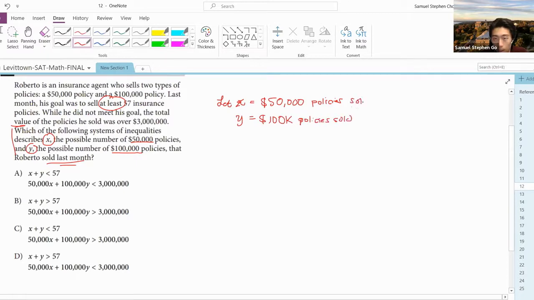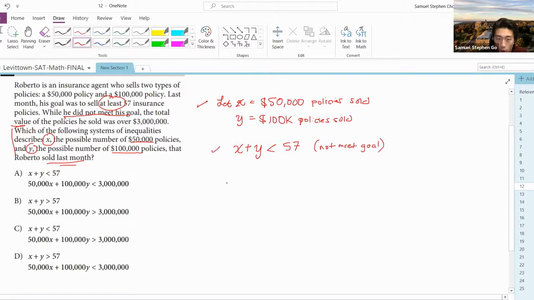Okay. So just like last time with the lawn chairs, it's the exact same question. It's saying he wanted to sell at least 57, but he did not meet his goal. So that simply tells me X plus Y, that's the total number of insurance policies he sold, cannot be equal to or greater than 57. It is actually less than 57, right? He did not meet his goal, not meet goal.